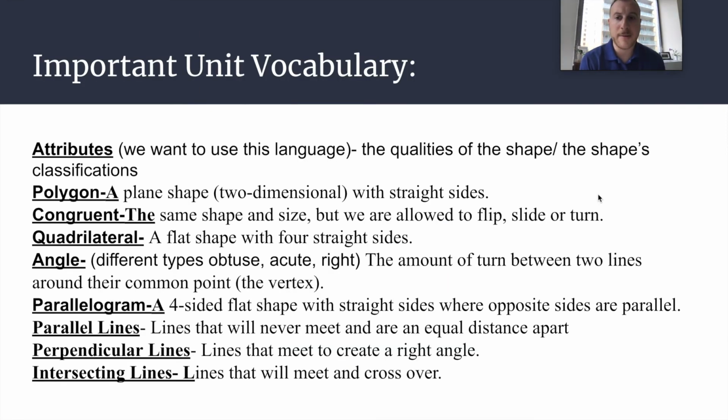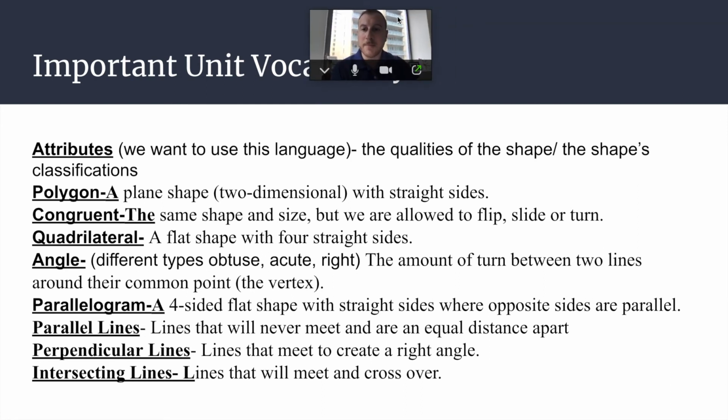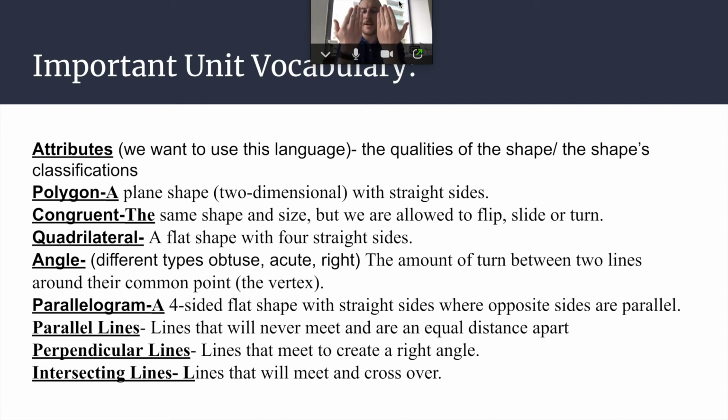Here's some important vocabulary terms. I'm not going to go through and read each one to you. Actually, I'll mention each one. So attributes, those are qualities of the shapes. Polygon is a plane shape, two-dimensional with straight sides. We talked about that 2 slides ago. Congruent means that the shape is the same size. So they're allowed to flip, slide, turn, but it's the same size. My hands are congruent right now. They're flipped, but they're the same size. Hopefully.